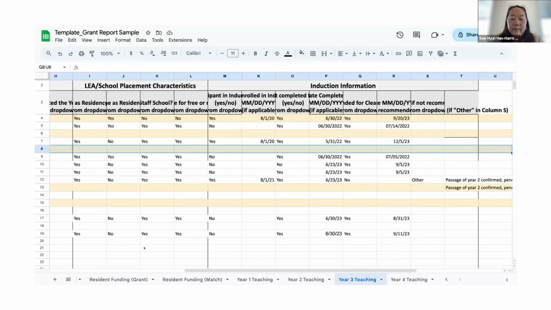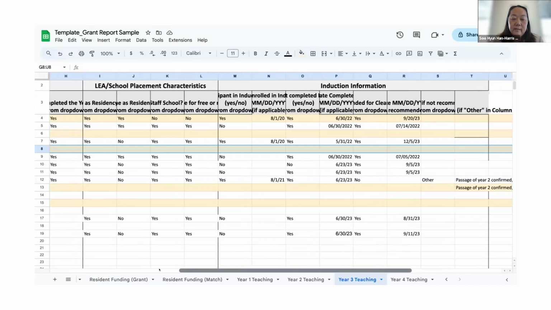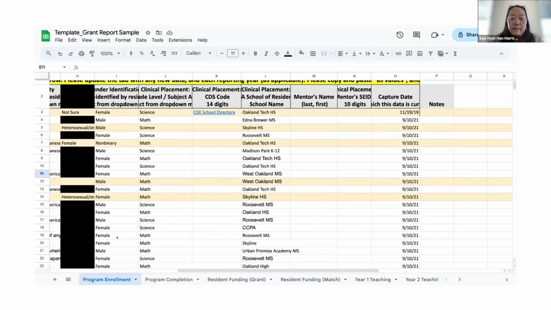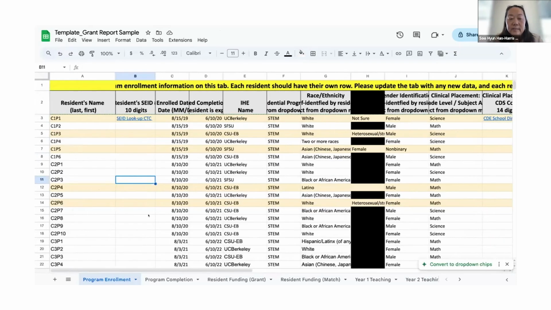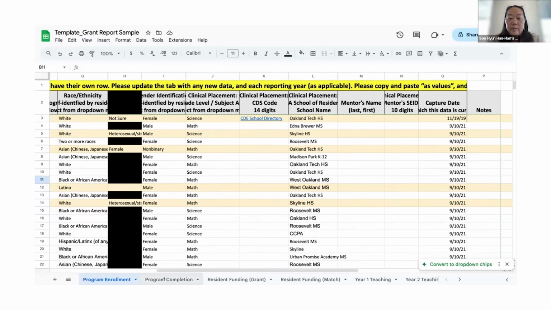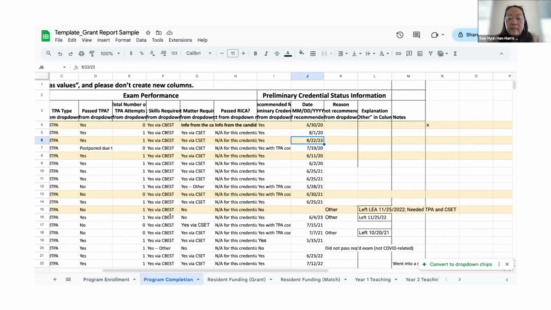So back on our tracking document, they're definitely here. Person 6 is having enrolled, doing their placement, and then for program completion, we wrote no, not recommended for their preliminary. And then I wrote left LEA, needed the TPA and CSET, and this person left before she could complete it.